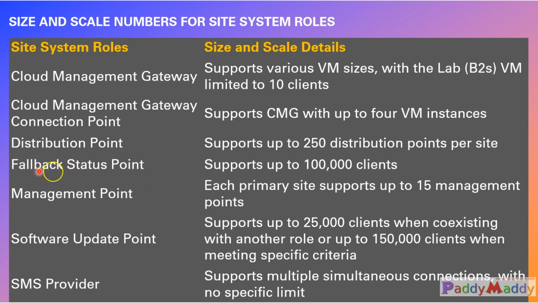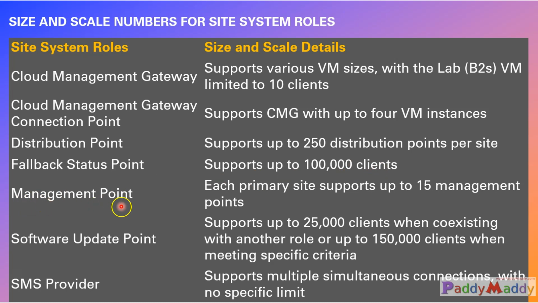And FSP, this is a fallback status point. If a client has failed, it wants to communicate, hey, I failed because of this transport error, or could be access, or maybe I don't have enough disk space, or my WMI is corrupted. That's how it has to communicate. Then the FSP role would be useful. This role is going to support up to 100,000, or 1 lakh, client devices.